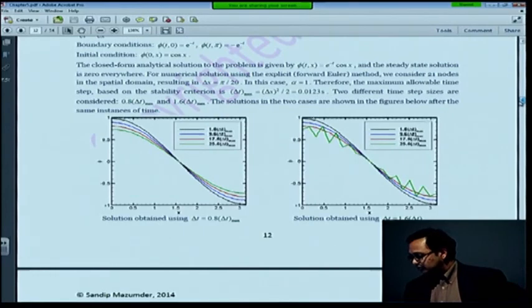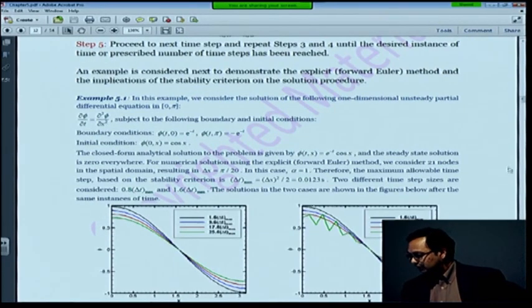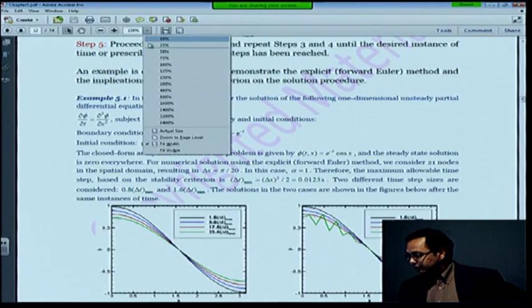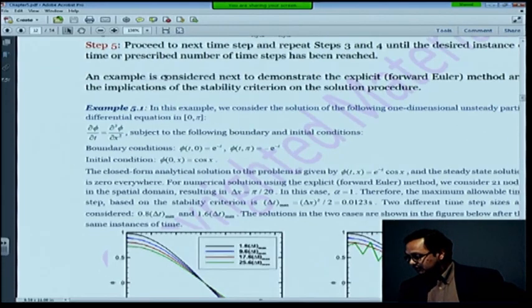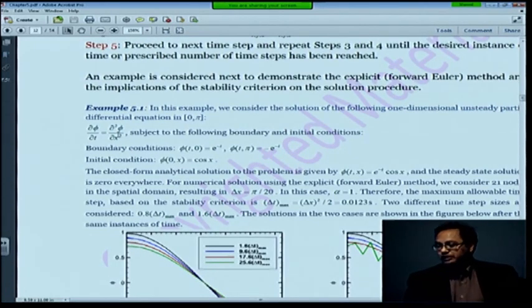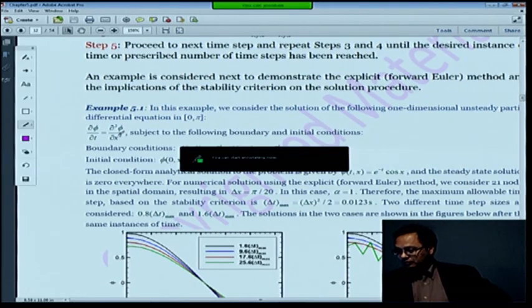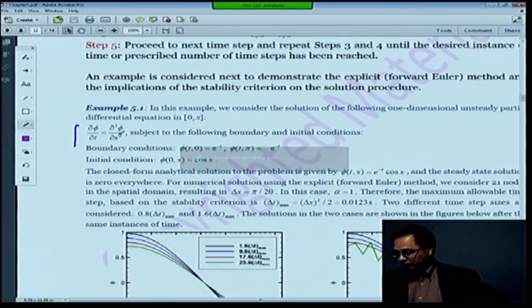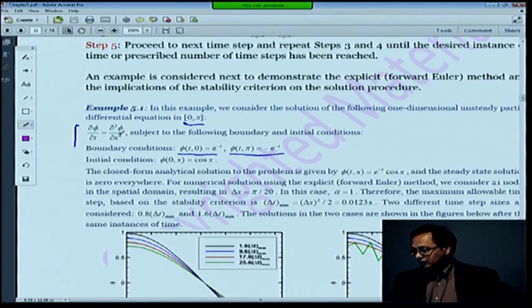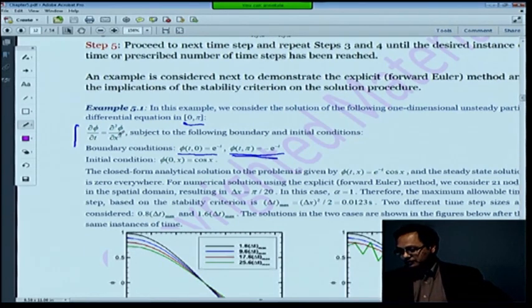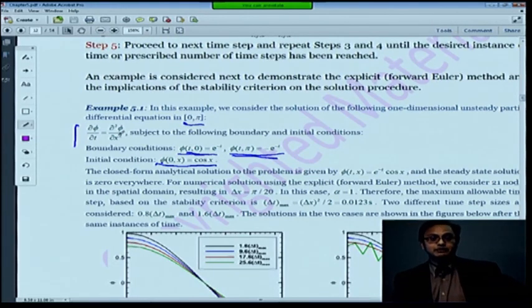Okay, so here is a little example. Let me try to make this a little larger so you can see it clearly. This is the equation we are solving right here. The boundary conditions in this case are actually time dependent. We are solving it from 0 to pi, and these are the two boundary conditions at the two ends. The initial condition is a cosine distribution, so we're starting with a cosine wave.